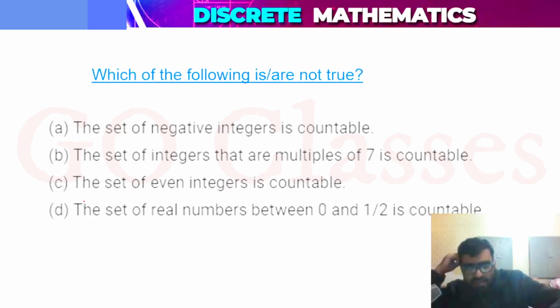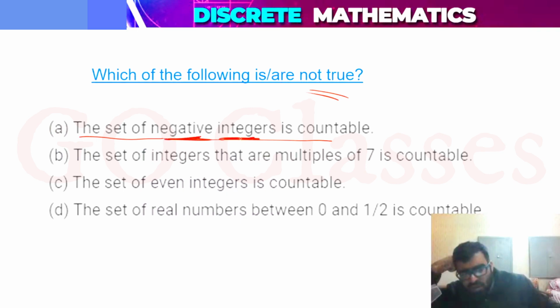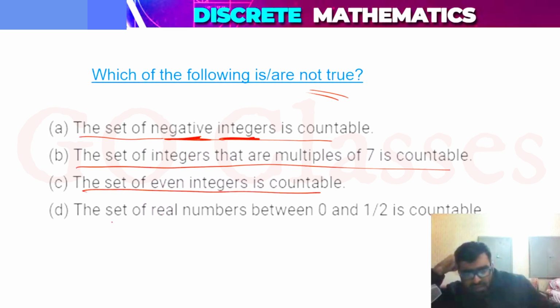So this is a GATE question. Now tell me which of the following is not true. He is saying the set of negative integers is countable. Yes, of course, that is countable. We can prove it very easily, because the set of negative integers is a subset of integers, and hence this is countable. The set of integers that are multiples of 7 is also countable. Yes. The set of even integers is also countable. The set of real numbers is not countable. The answer is this.